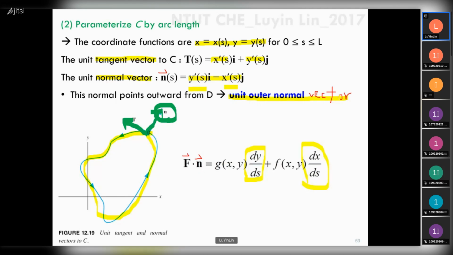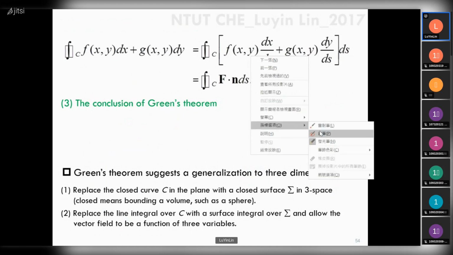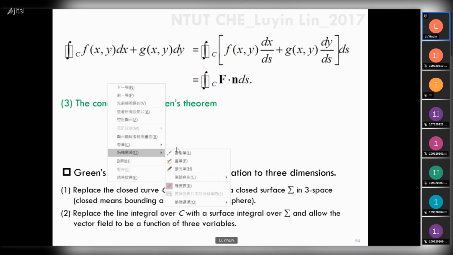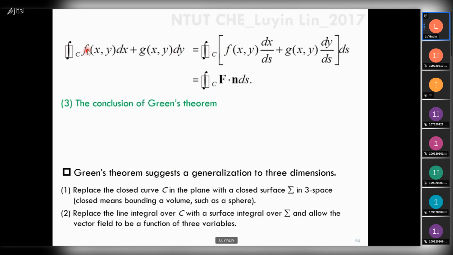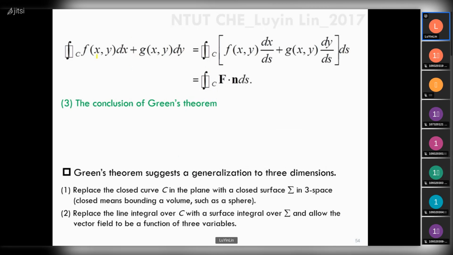Okay. Let me go to the next slide. So you can find one thing. Okay, this is the circle. This is the equation for Green's theorem. This is a circle. Equation for Green's theorem, right? The left-hand side of Green's theorem, and you put a ds.